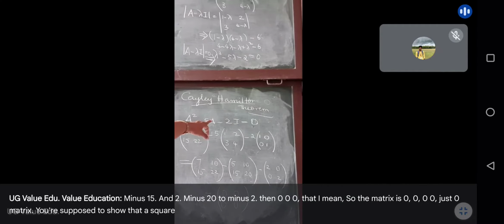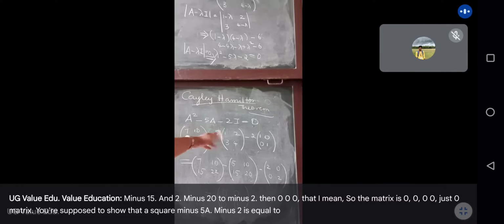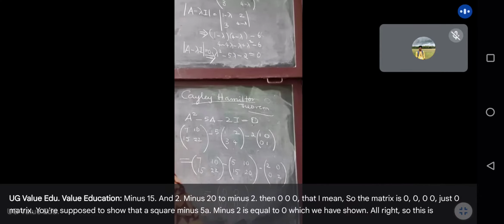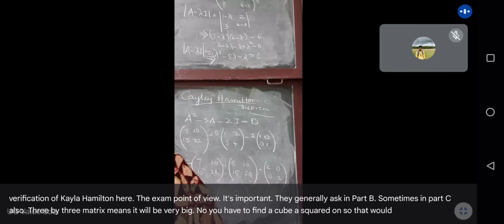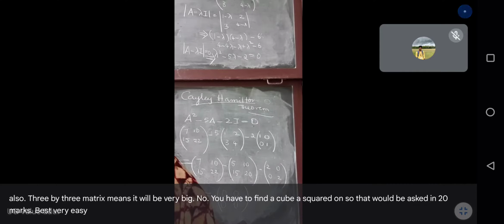You are supposed to show that A squared minus 5A minus 2I is equal to 0, which we have shown. All right, so this is verification of the Cayley-Hamilton theorem. From the exam point of view, it's important. They generally ask in part B, sometimes in part C also. A 3 by 3 matrix will be very big, no? You have to find A cube, A squared and all. So that will be asked in a 20 marks question. Very easy to fetch marks if you know this concept.